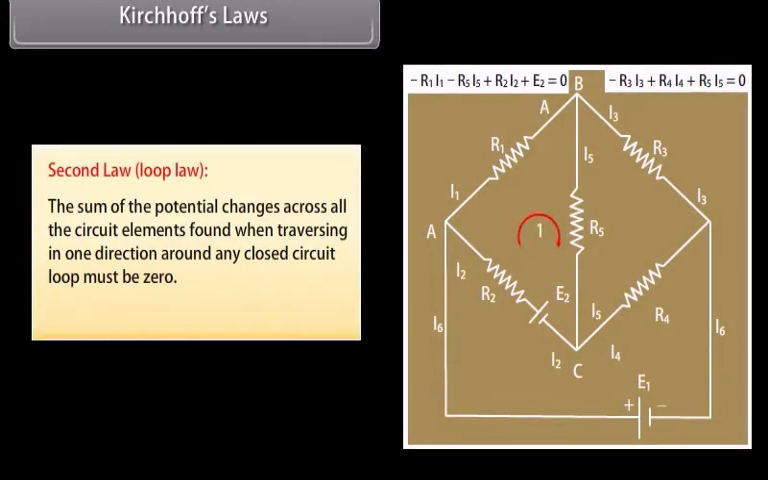Second law states, the sum of the potential changes across all the circuit elements found when traversing in one direction around any closed circuit loop must be 0. Summation of delta V is equal to 0.